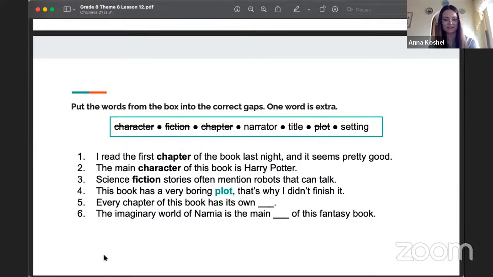Great. Number 5. Every chapter of this book has its own something. So what could it be? Every chapter or like every part of the book, yeah, так, глава, кожна глава цієї книги має свій власний або свою власну що? What would that be? What do we have in number 5?